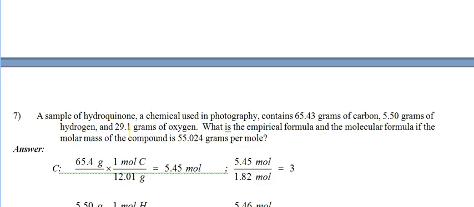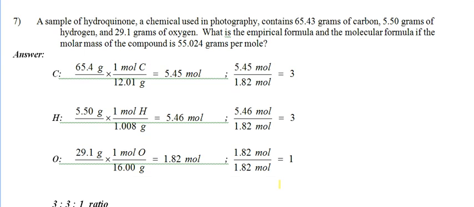All right, number 7. A sample of hydroquinone, a chemical used in photography back in the day when they used to use film, contains 65.43 grams of carbon, 5.5 grams of hydrogen, and 29.1 grams of oxygen. What's the empirical and molecular formula if the molar mass of the compound is 55.024 grams per mole?